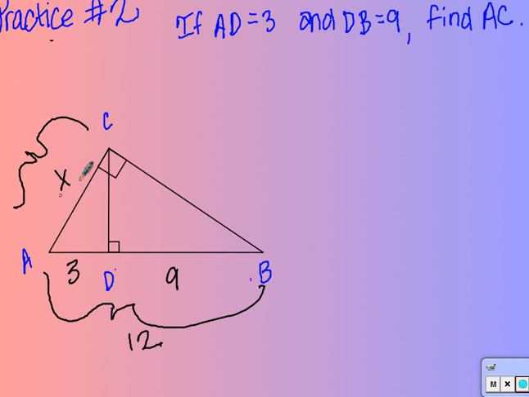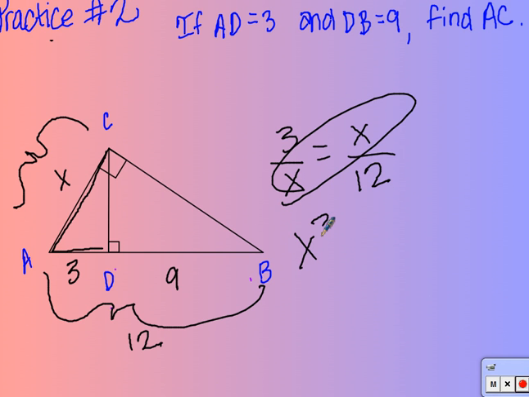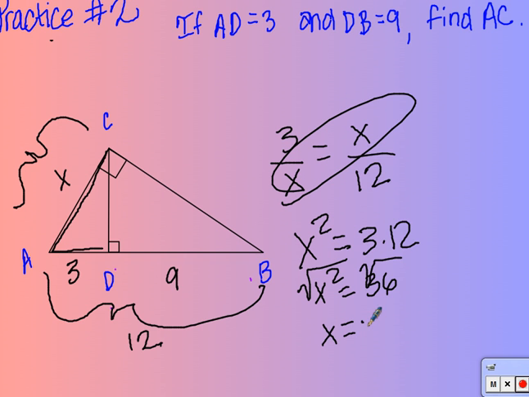So if we're trying to find x, and the leg is our mean proportional, goes in these two positions, and its adjacent segment is this segment right here, and the entire hypotenuse is this segment right here, or the whole side right there. And then you're going to cross multiply. 3 times 12, x squared equals 36. Square root them both. X equals positive or negative 6. Obviously, we're going to reject negative 6. X equals 6. And there we have a measurement.